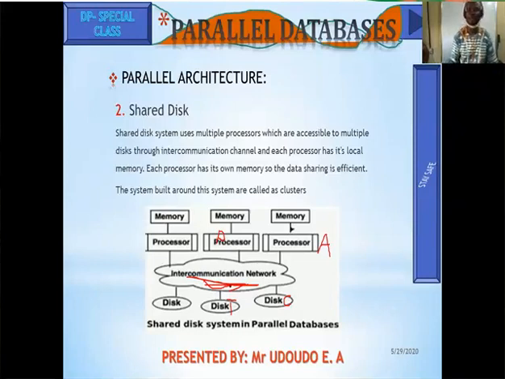I said a shared disk system uses multiple processors which are able to access multiple disks. In other words, the processors can have access to the different disks through an interconnected channel, and each processor has its own local memory.